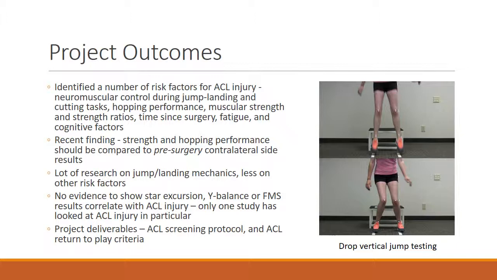They looked at neuromuscular control during both jump, landing, hopping, and cutting or stepping tasks. Hopping performance too. That was a big one for preventing secondary injury. Muscular strength, both quads, hamstrings, glutes, all around those areas, and also strength ratios between the hamstrings and the quads. Time in surgery is another factor that we can control when we release them based on their surgery. So that is a modifiable risk factor.